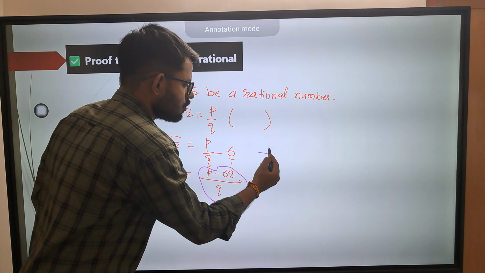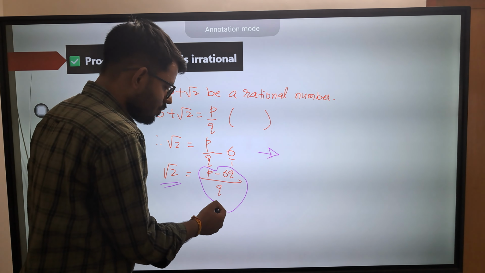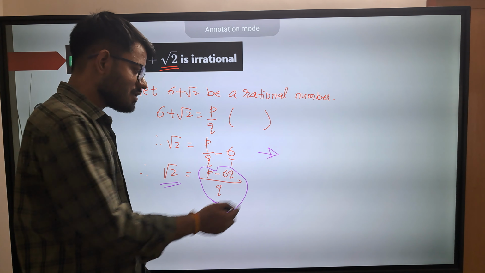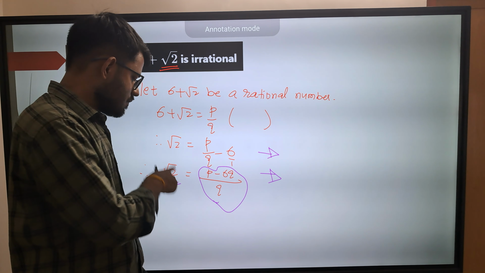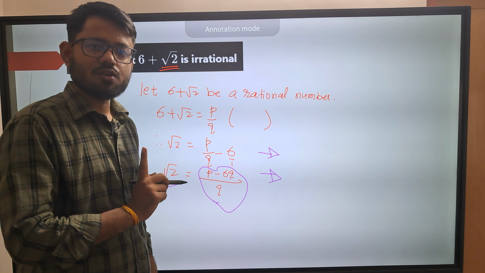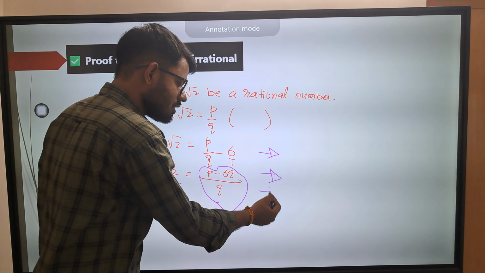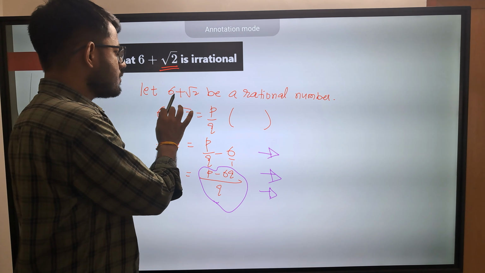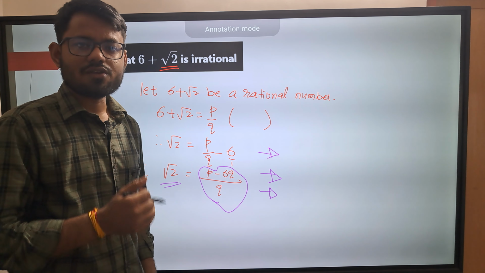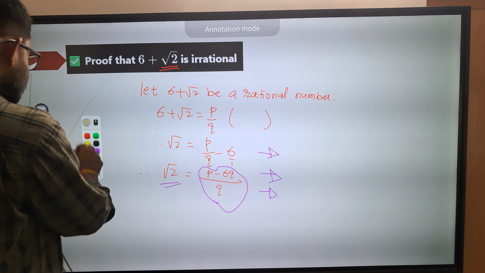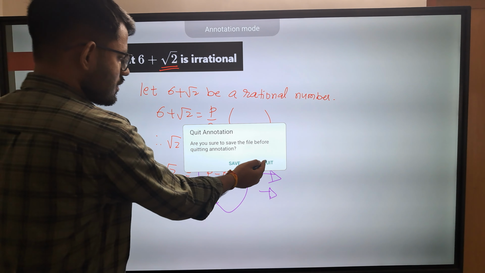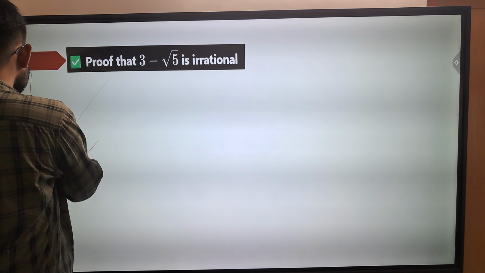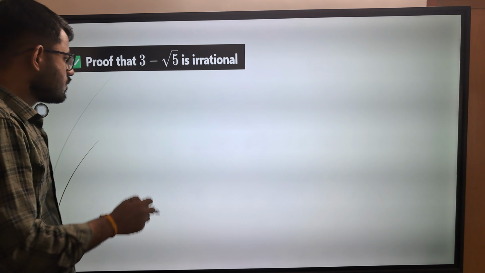So first statement, what you need to write? P minus 6q by q is rational since p, q and 6 are integers. Second statement is, but root 2 is an irrational number. So this is a contradiction, hence our assumption is wrong. This will be the third statement. And last will be, therefore 6 plus root 2 is an irrational number. Now let us discuss the subtraction part. It will be the same as the addition only. Question number 3, 3 minus root 5 is an irrational number.